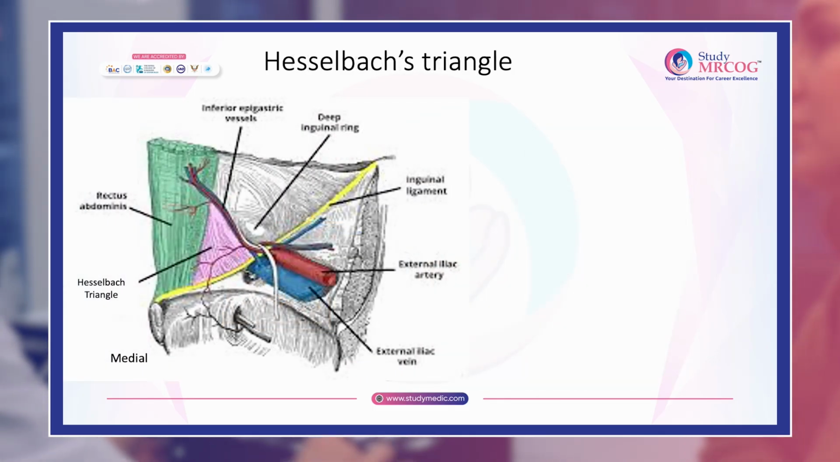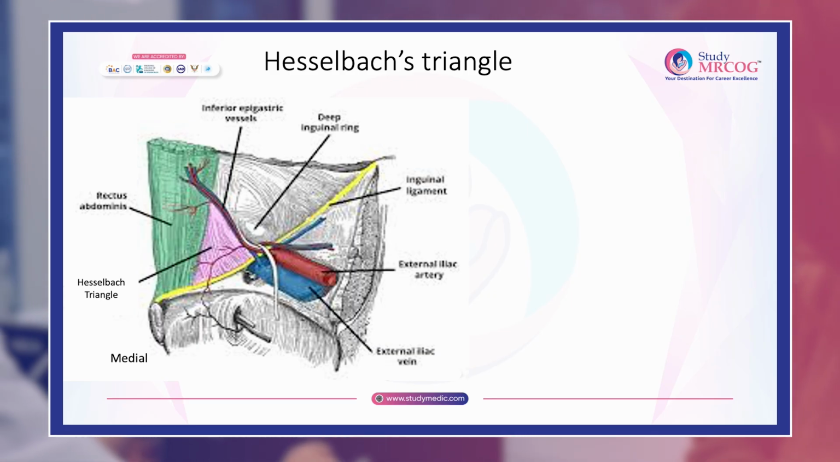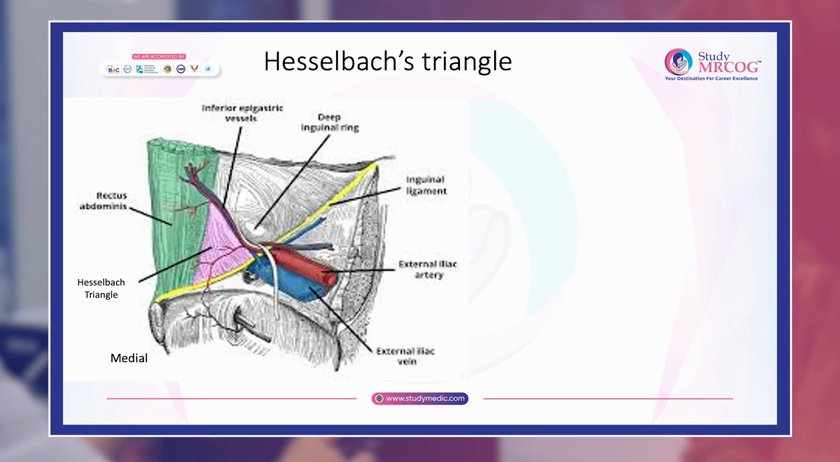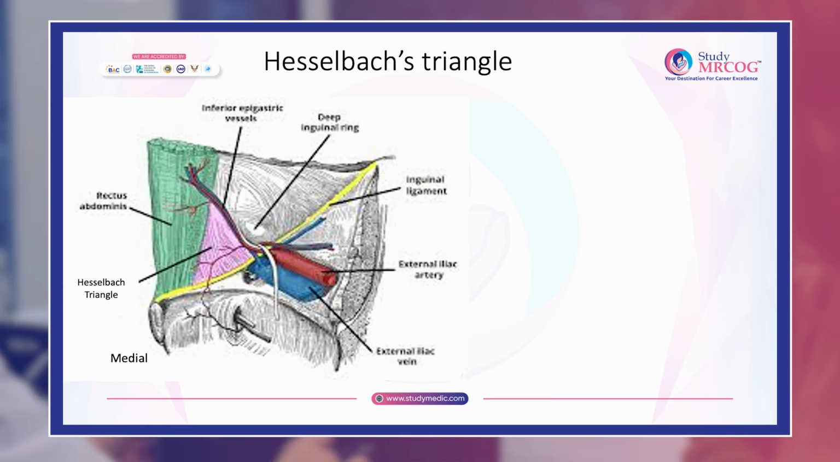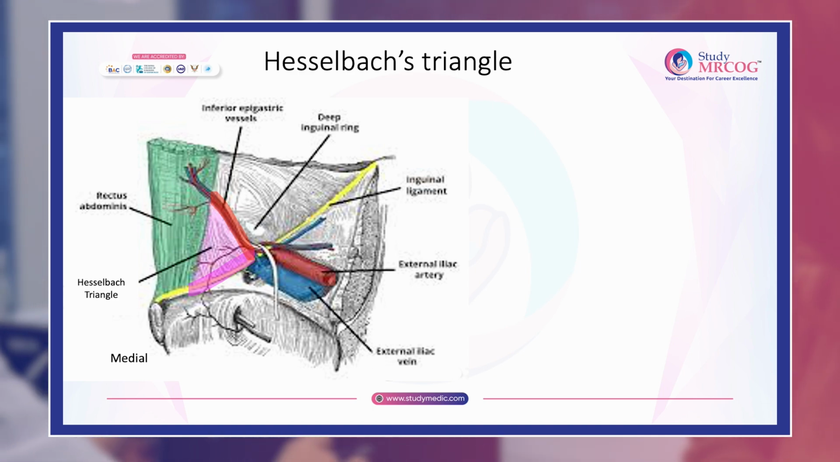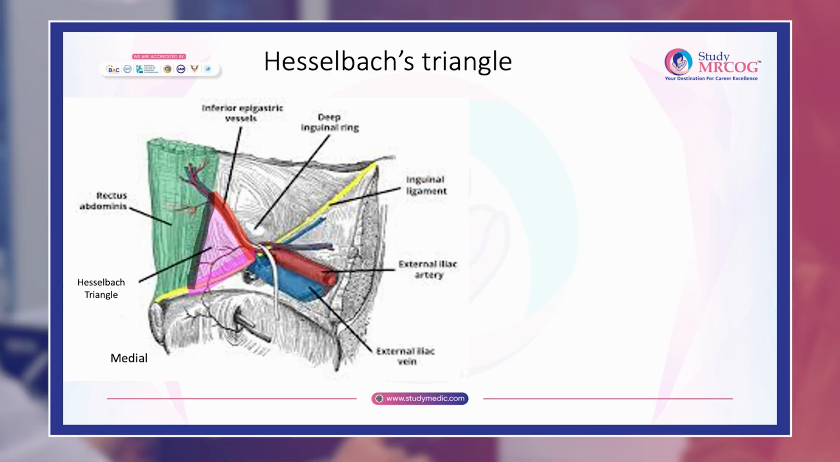Now let us see how the relationship to the inferior epigastric vessels is helpful in differentiating the various hernia types. So let us try and understand what is Hesselbach's triangle, which is actually a weak area in the posterior wall of the inguinal canal. This triangle is bounded inferiorly by the inguinal ligament, laterally by the inferior epigastric vessels, and medially by the lateral border of the rectus abdominis muscle.